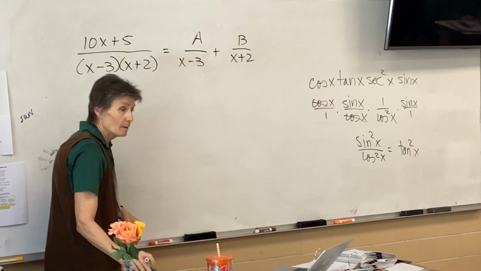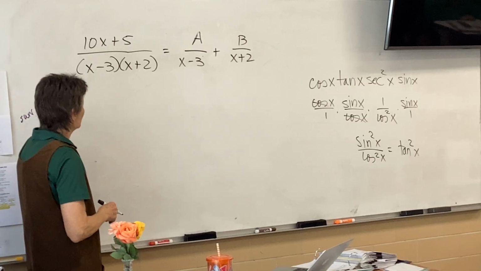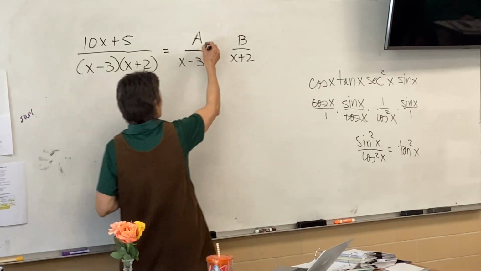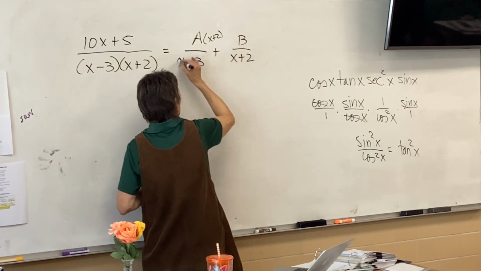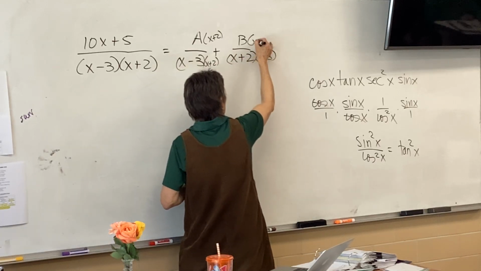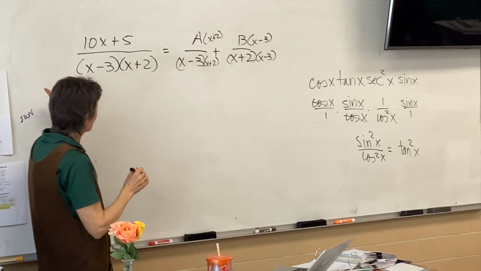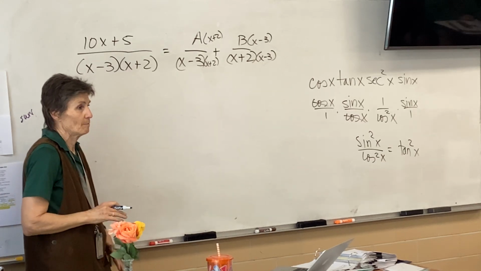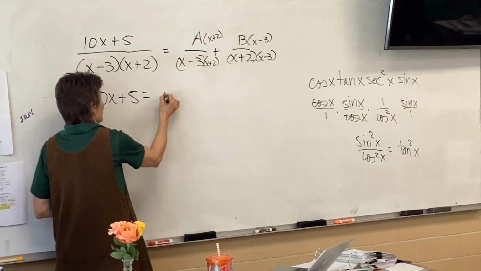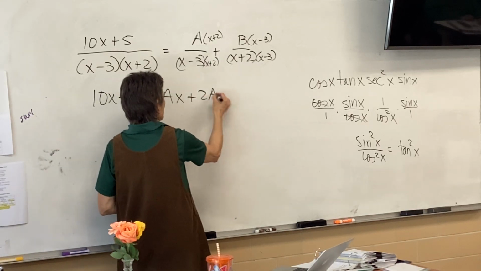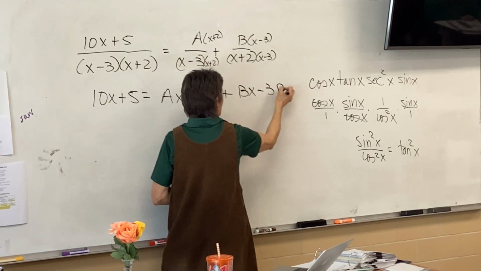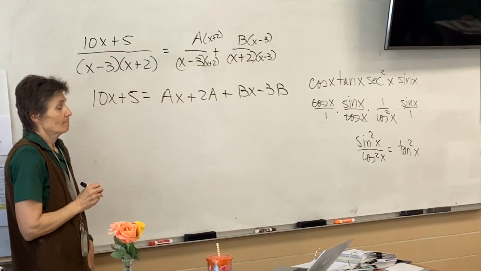Okay? Now we're going to clear the fractions. So we get a common denominator: this one is going to need an x plus 2, and this one is going to need an x minus 3. Now would you agree that in the whole problem, the denominators are the same? Yes. So then I can drop them. So 10x plus 5 equals Ax plus 2A, I'm doing the distributive, plus Bx minus 3B.